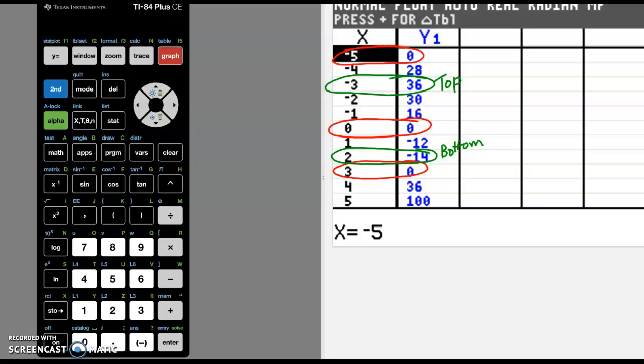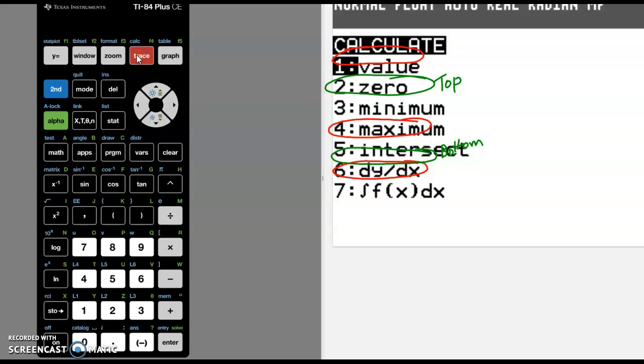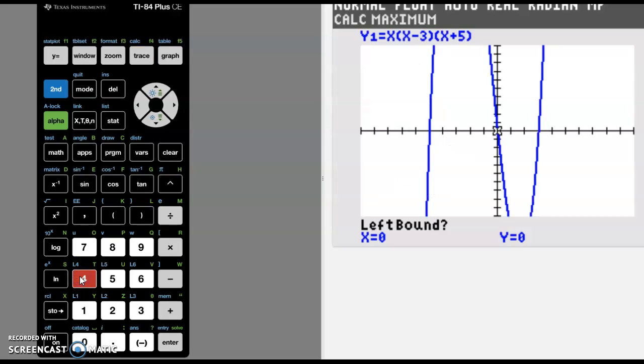But to find out where they are exactly, I go second calc. I would erase that stuff so that you can actually see what's going on. To find the max, I would pick 4. I would scroll to the left of the maximum. So you can see it's off the chart. It's up there where I can't see it. So I'm at the left of it, enter.